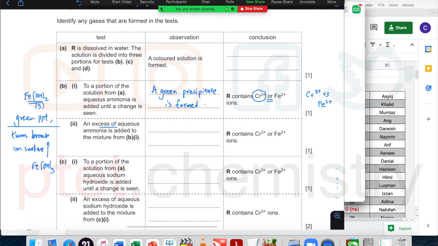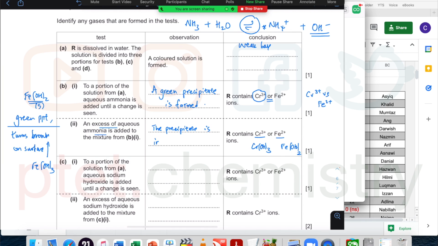But then you add excess aqueous ammonia, and you know that chromium 3 hydroxide is actually what is formed because ammonia is also a weak base. Ammonia has a pH greater than 7. When you dissolve ammonia in water, we get NH4 plus and hydroxide. This reversible reaction refers to it being a weak base, but it does give you hydroxide. That's why it can precipitate out the chromium 3 hydroxide and iron 2 hydroxide as your precipitate. So the precipitate is insoluble, or the precipitate does not dissolve. It's up to you how you write.